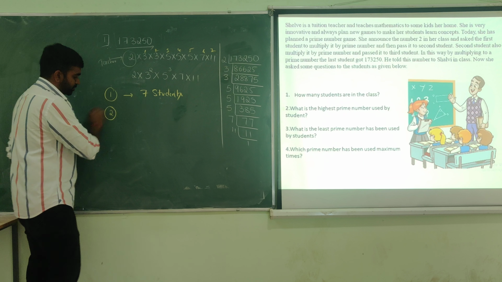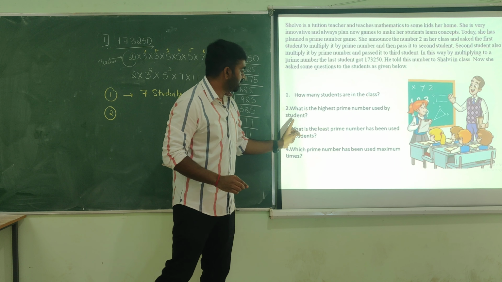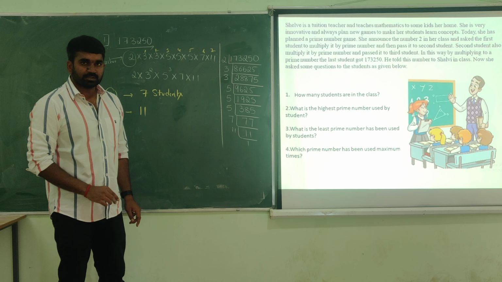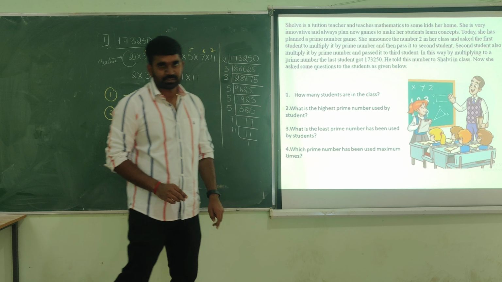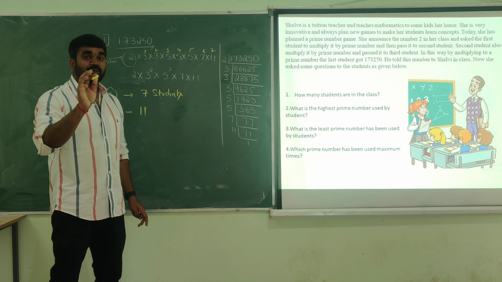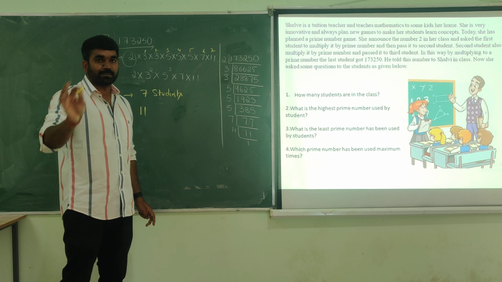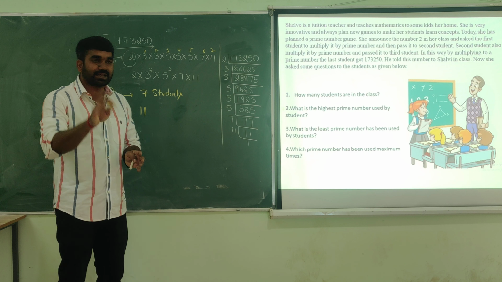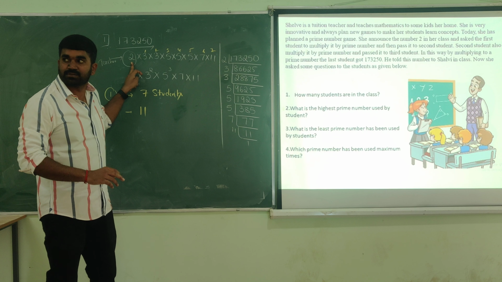For the second sub question, what is the highest prime number used by the students? You can see here, which is the highest prime number? 11 is the highest prime number used by the students. What is the least prime number that has been used by the students? They are not asking what is the least prime number used by the people in the class, then we would have known 2. But here the answer is not 2.